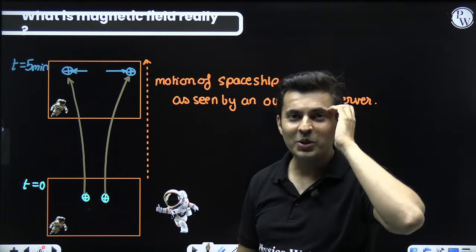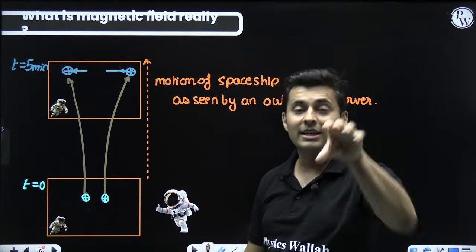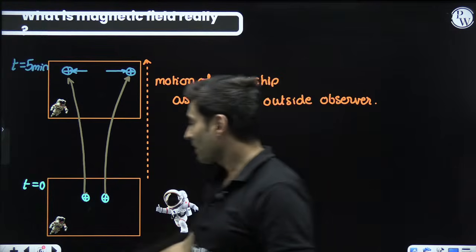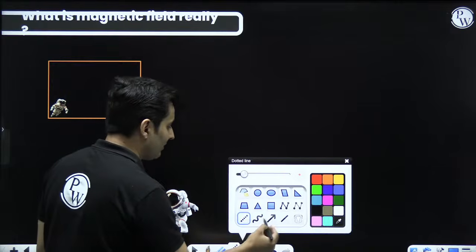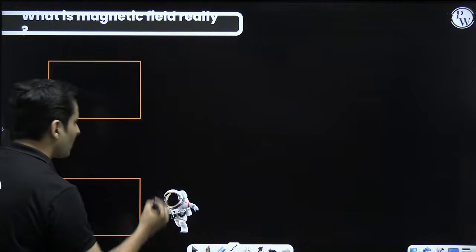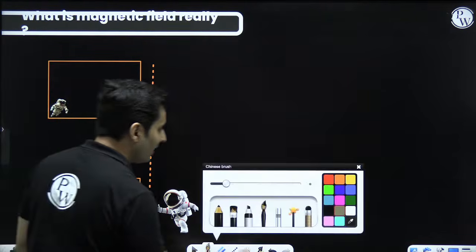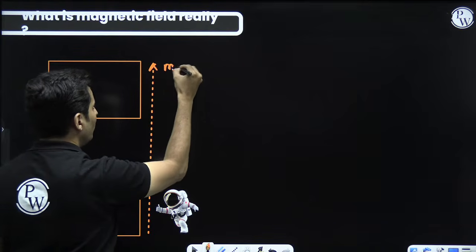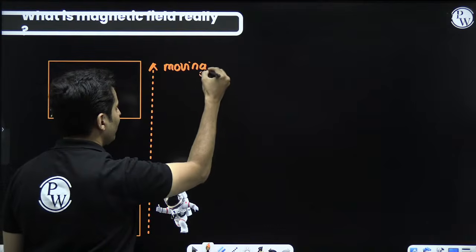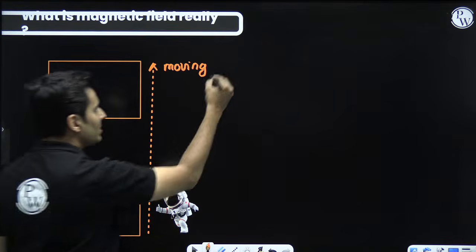Why is it so? Here the concept of relativity comes, which Einstein told. And it so happens that whenever you have a moving frame of reference, time slows down. So whenever you have a moving relative frame, so you have this particular moving frame, this is the moving spaceship.